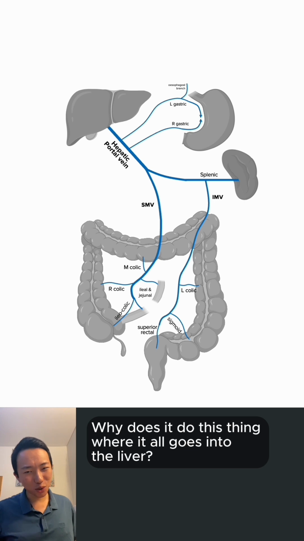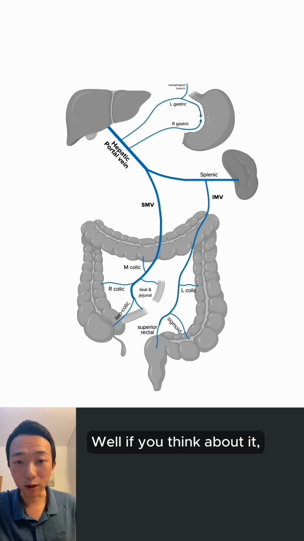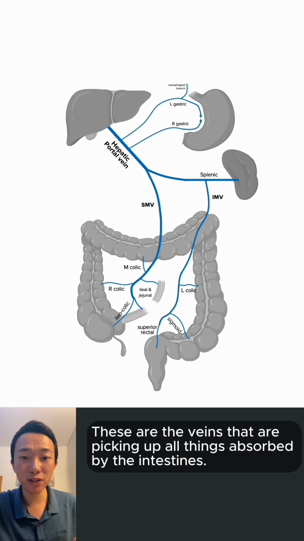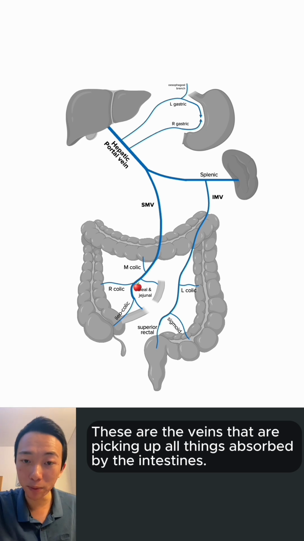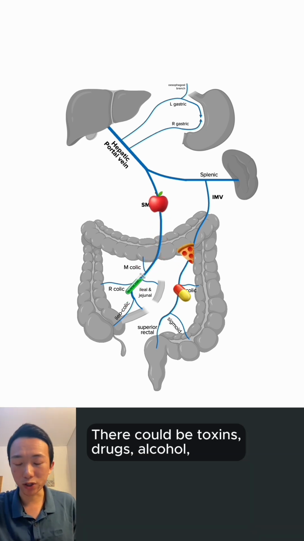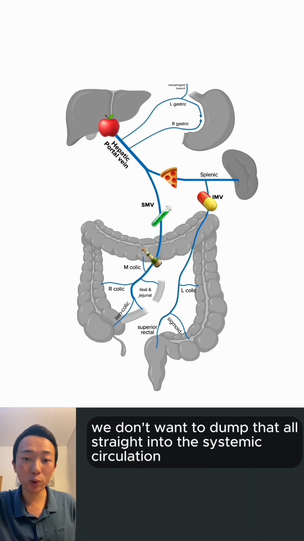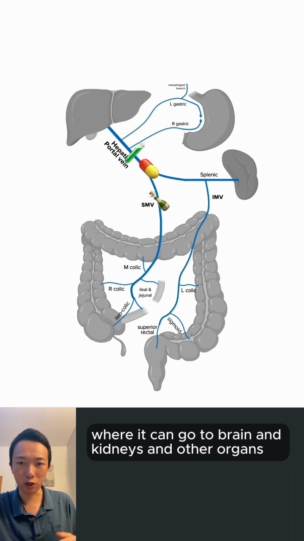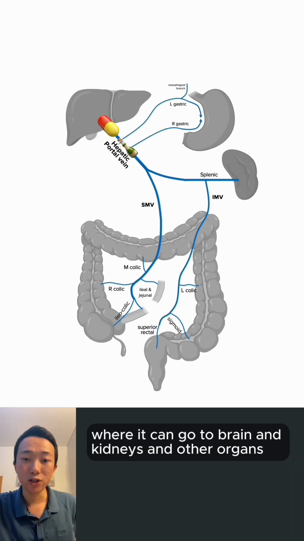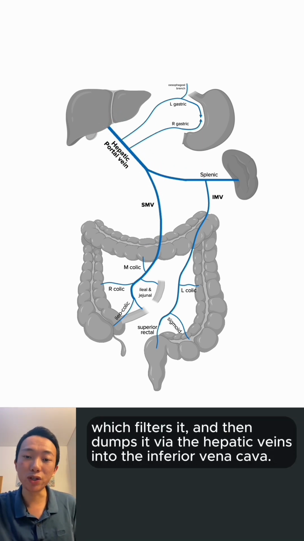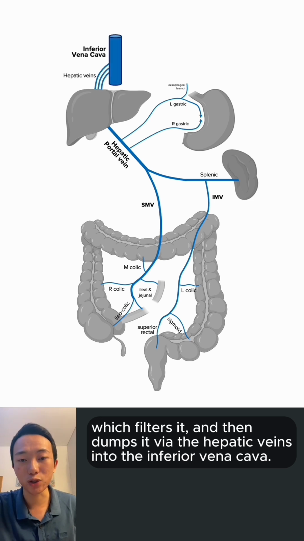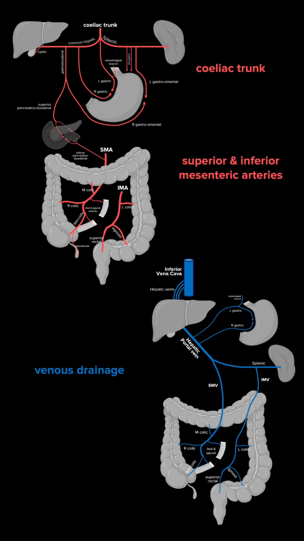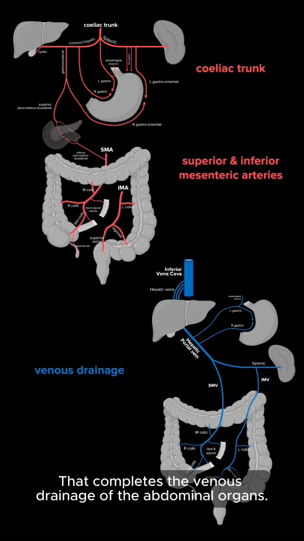But why? Why does it do this thing where it all goes into the liver? Well, if you think about it, these are the veins that are going to be picking up all of the things absorbed by the intestines. There could be toxins, drugs, alcohol, but you don't want to dump that all straight into the systemic circulation where it can go to brain and kidneys and other organs. So instead, it's sent to the liver, which filters it and then dumps it via the hepatic veins into the inferior vena cava. And that's it. That completes the venous drainage of the abdominal organs.